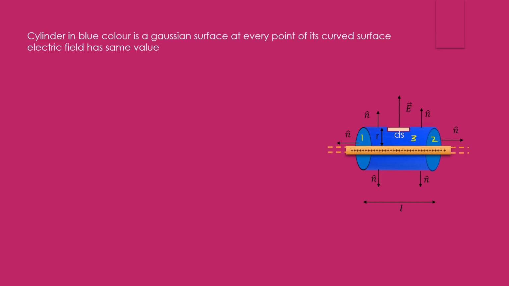The electric field due to this straight uniformly charged wire is radially outward, denoted by E. Here n cap is the unit vector normal to the surface. For surface 1, n cap is along this direction towards the left, for surface 2 towards the right, and for the curved surface, the unit vector of the area vector is normal to the surface, denoted by n cap.